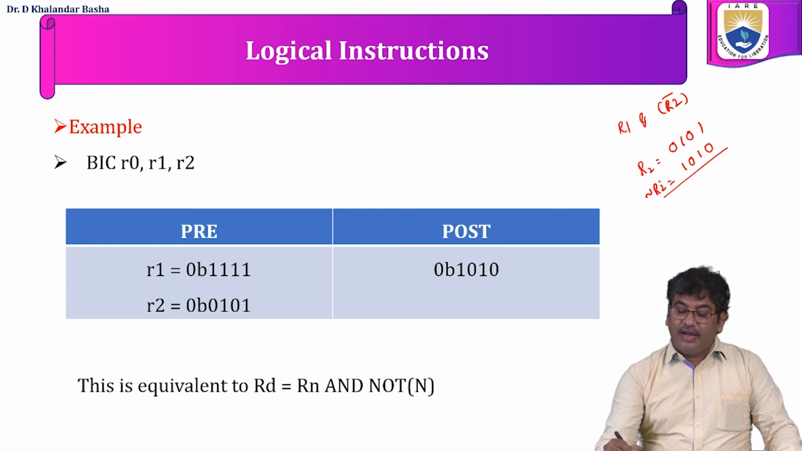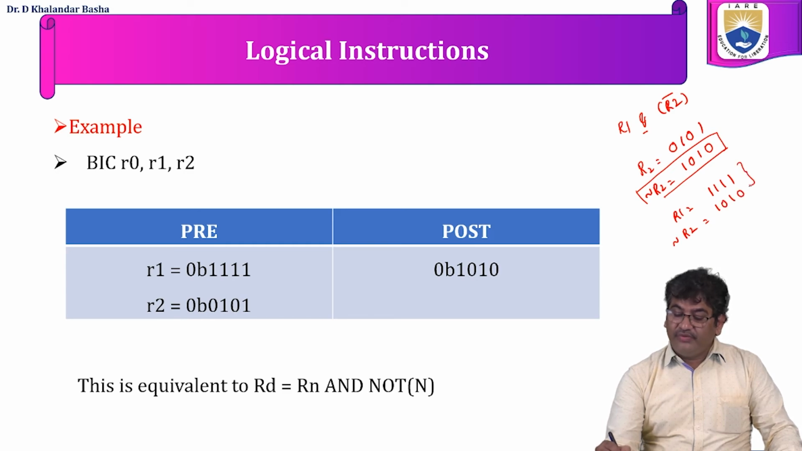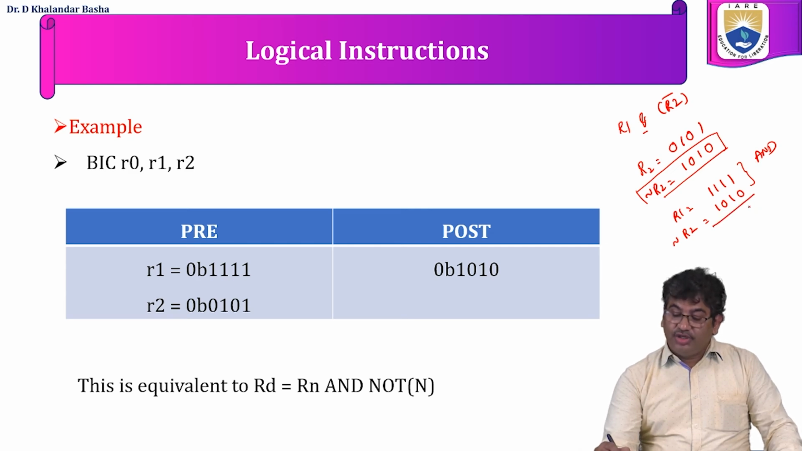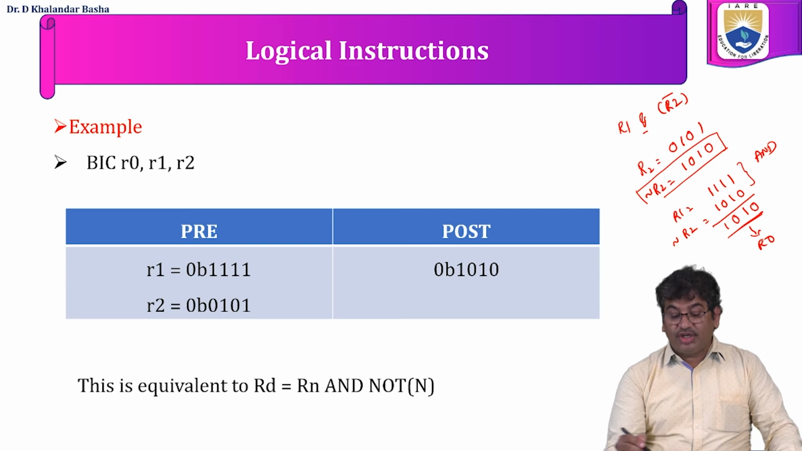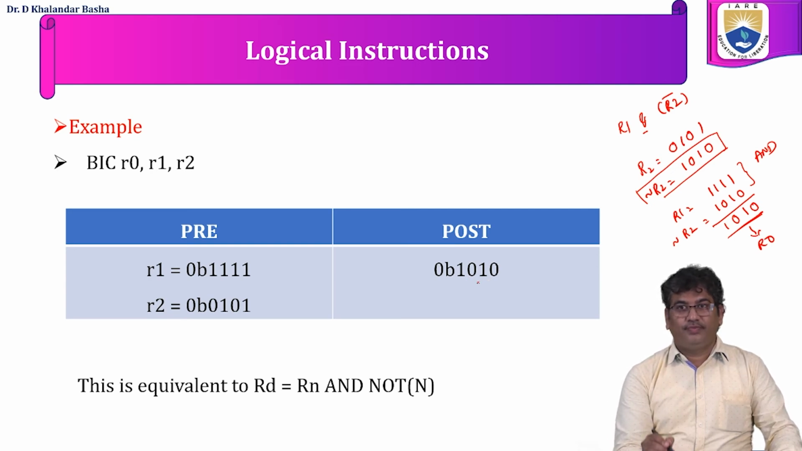This R2 value after complementing we have to AND with R1. So the R1 register content is 1111 AND with the complemented value of R2, which is equivalent to 1010. Between these we have to perform the AND operation. 1 AND with 0 will get 0. 1 AND with 1, 1. 1 AND with 0 gets 0. 1 AND with 1, 1. So the result which will be moved to the R0 register is equivalent to 1010.